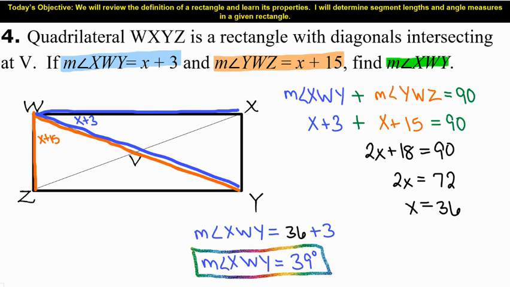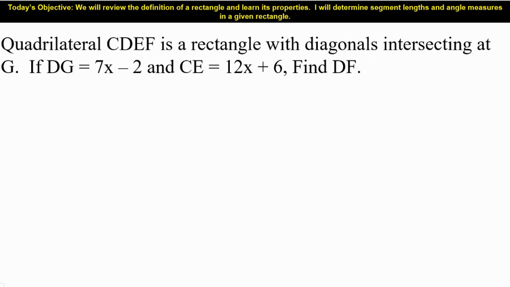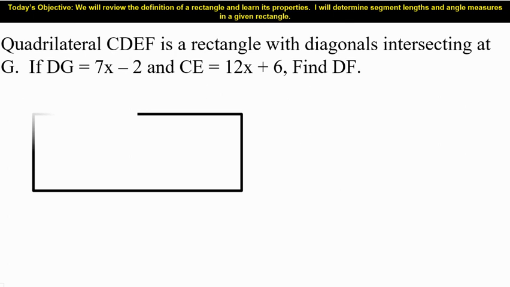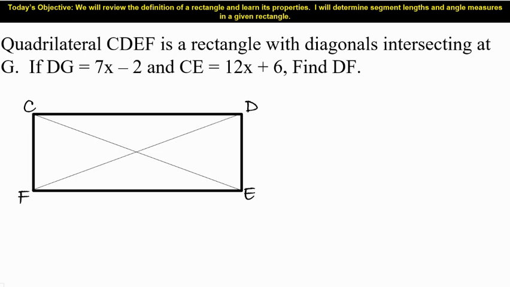All right, number 5. Quadrilateral CDEF is a rectangle with diagonals intersecting at G. So I'm going to draw that rectangle. Pick a corner, any corner, put your C there, and then from there go around the figure either clockwise or counterclockwise. I always go clockwise. Do not zigzag across your figure. My diagonals intersect at G. It's a weird looking G, but it is what it is.